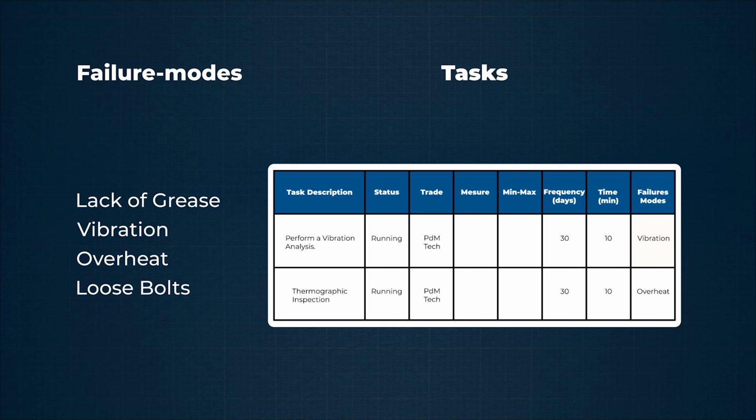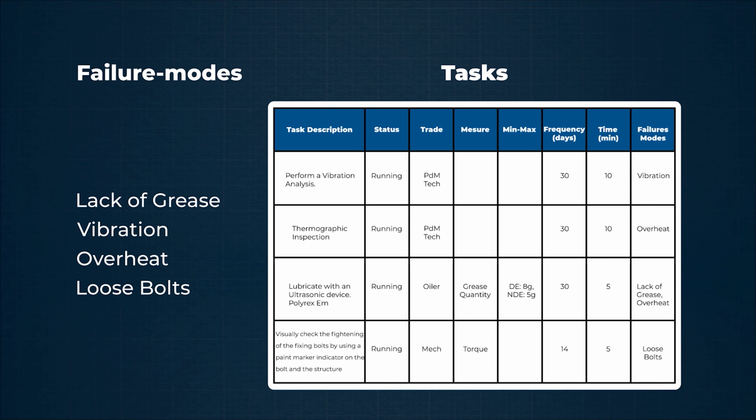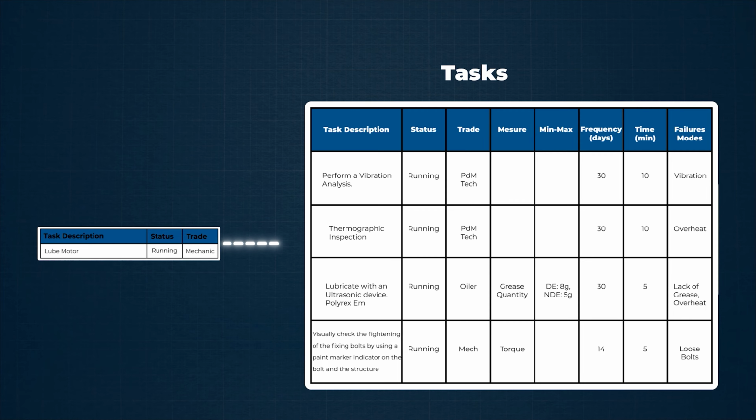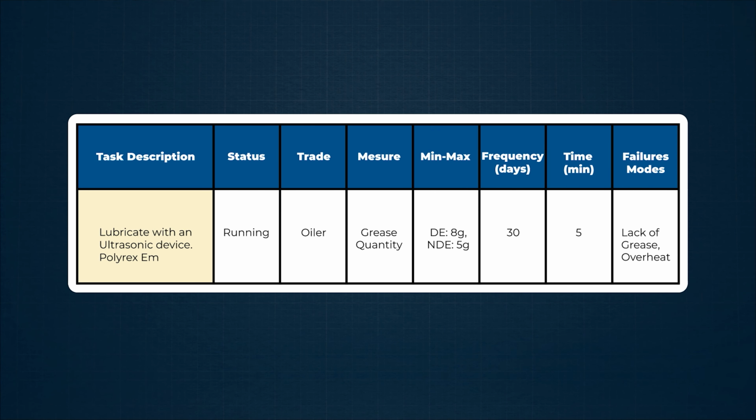That means using condition-based monitoring techniques like vibration analysis or thermography and highly objective visual inspections with defined measurements. For example, instead of a vague lubrication task, we specify ultrasonic-assisted lubrication with the exact grease quantity, frequency, and type. Now the task is clear, measurable, and will help avoid potential failures.